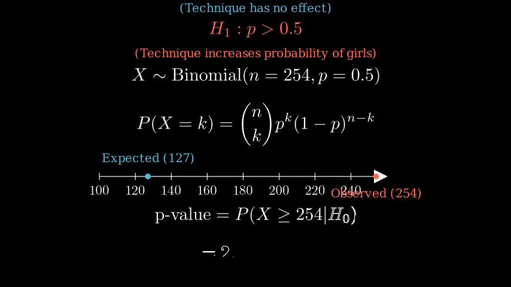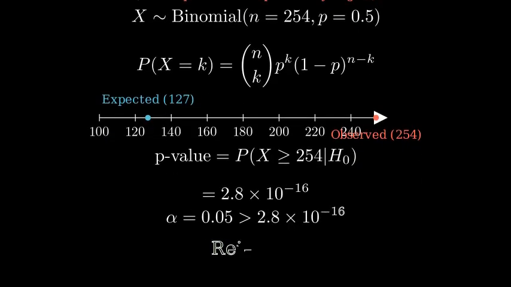Using statistical software, we find that the p-value is extremely small, approximately 2.8 times 10 superscript 1. In statistical hypothesis testing, we typically use a significance level of 0.05 or 5%. Our p-value of 2.8 times 10 superscript 1 is much smaller than 0.05, providing extremely strong evidence against the null hypothesis. Let's visualize what this means.